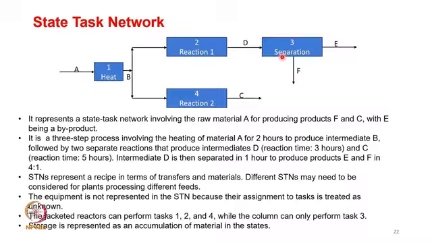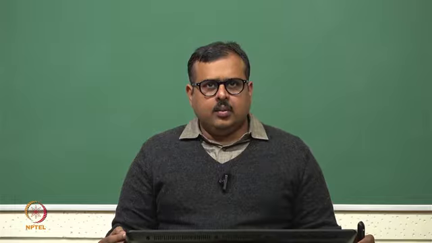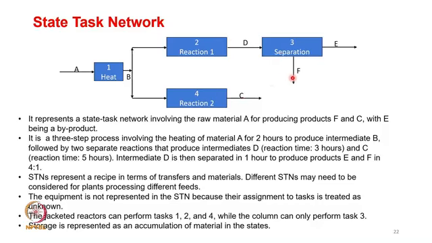So, just to explain the schematic, this state task network represents how the raw material A in this case is used for producing product E and product F. So, this is product F and this is product C, okay, with E as another byproduct. So, it is a 3-step process involving heating. Okay, at this moment you will have to heat the material, and then you have to keep it for 2 hours for the intermediate reaction, followed by separations. So, it is 3 hours.